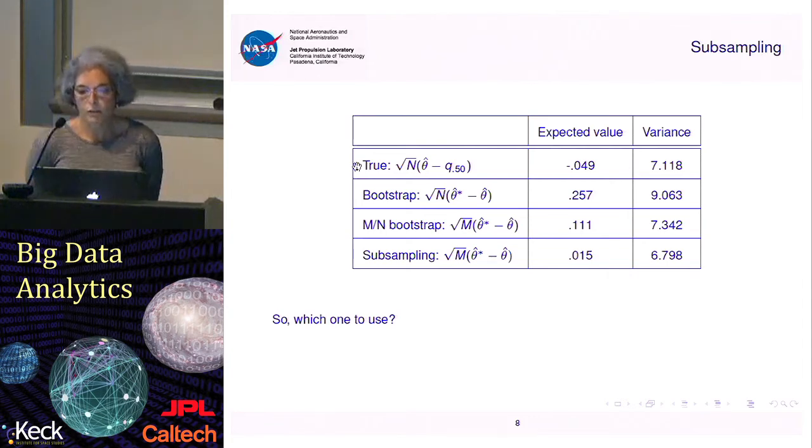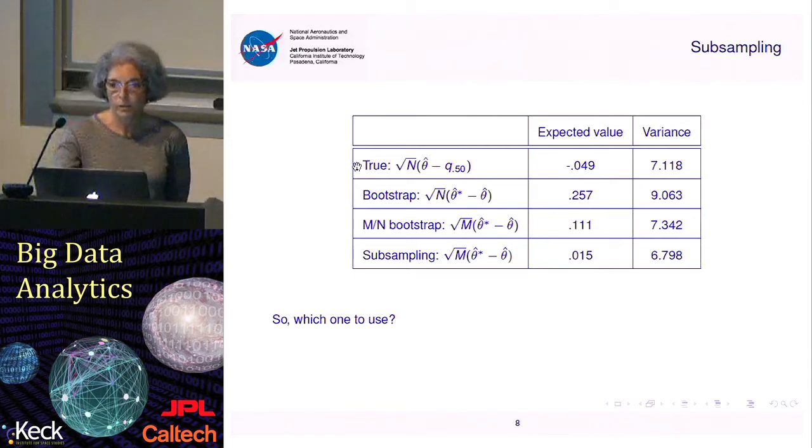It does not do as well as the M out of N bootstrap. The M out of N bootstrap actually outperforms the subsampling with respect to the variance, but not with respect to the mean. So the question is, which one of these things would be the right thing to use? And the answer really depends on what your problem is and on what you care about. If you're going to choose between having a less biased estimate or a less variable estimate, that's really a decision that has to be made in the context of a particular problem.